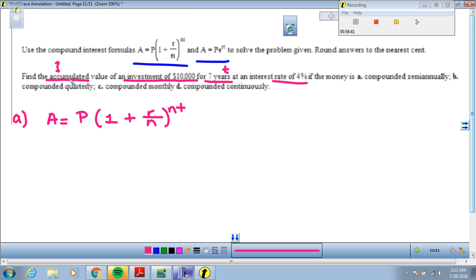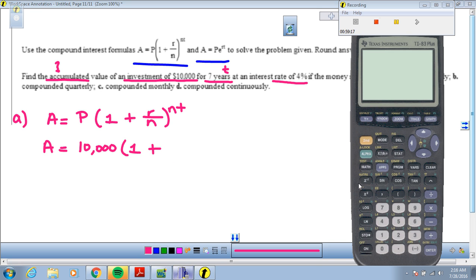Okay. Find the accumulated value. It's money that accumulates over time, so you're finding future value. Your A is what you do not know, so that's going to stay the way that it is. P is the investment. Remember that I told you P is the present amount or the investment? So you put 10,000 times 1 plus what's the rate?